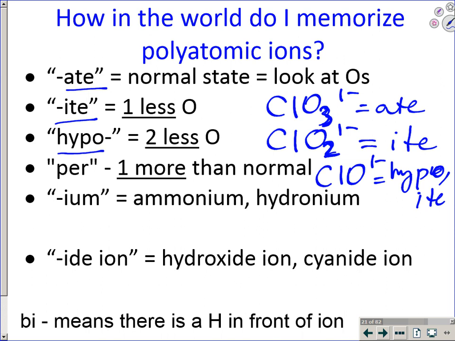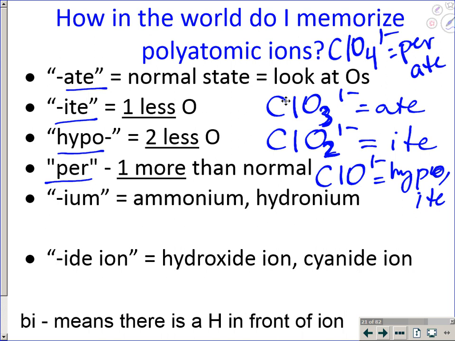And then per, we don't use it all the time, but per in everyday language should mean plus 1, so 1 more or ahead or more kind of thing. So per is the other prefix. Look on there. Do you guys have perchlorate? Yeah. What is it? ClO4 1 minus. So it's per, 1 more, perchlorate, and that's from the ate version.